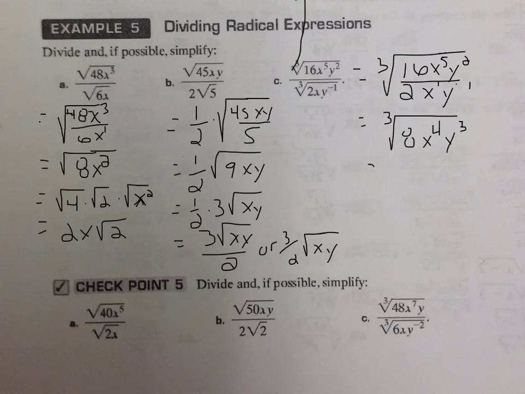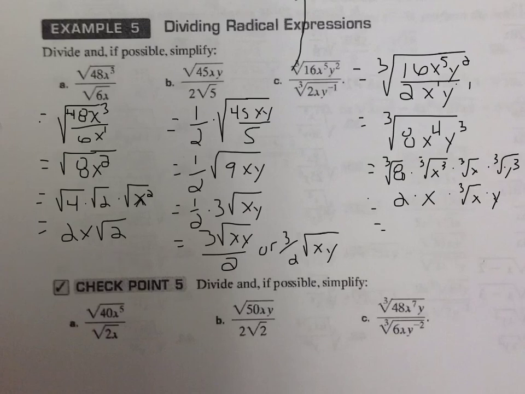Alright, the cube root of 8, we can take the cube root of 8, that's 2, but x to the 4th, I'm going to have to split up. So I could split up everything, really. I got the cube root of 8 times the cube root of x to the 3rd times the cube root of x times the cube root of y to the 3rd. And now I can take the cube root of 8, that's 2. The cube root of x to the 3rd is x. I got a cube root of x, and the cube root of y to the 3rd is just y.